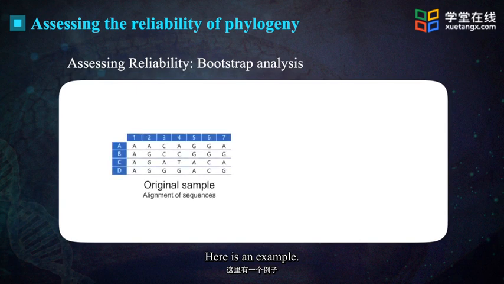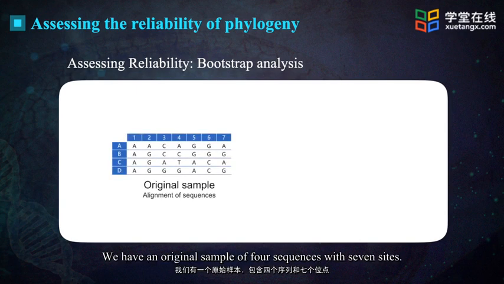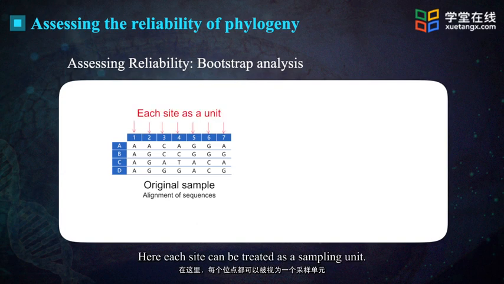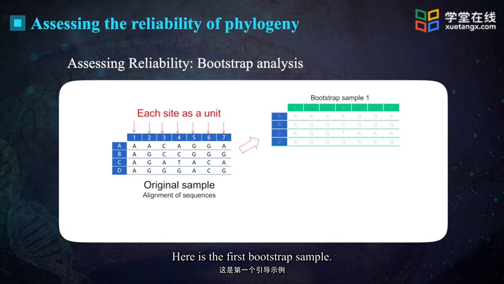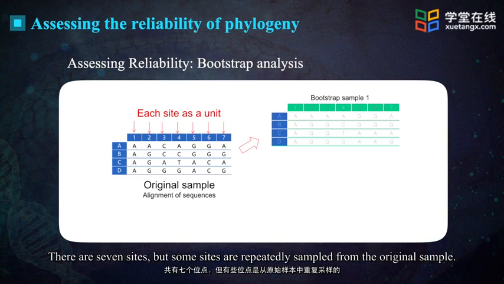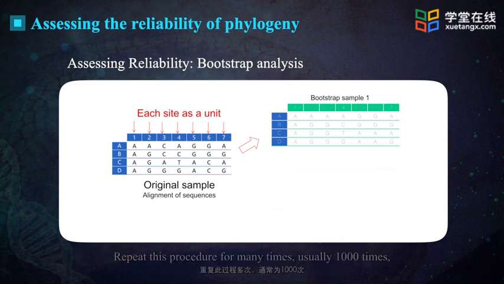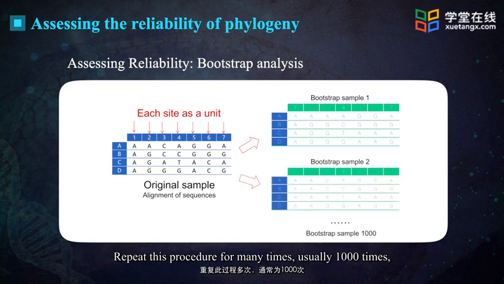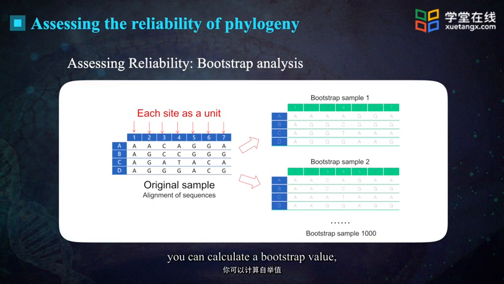Here is an example. We have an original sample of 4 sequences with 7 sites. Here, each site can be treated as a sampling unit. Here is the first bootstrap example. There are 7 sites, but some sites are repeatedly sampled from the original sample. Repeat this procedure many times, usually 1,000 times. You can calculate a bootstrap value, which is an indicator for the reliability of your result.